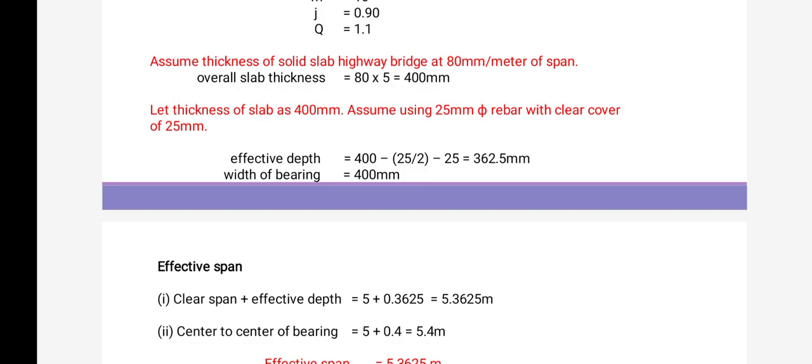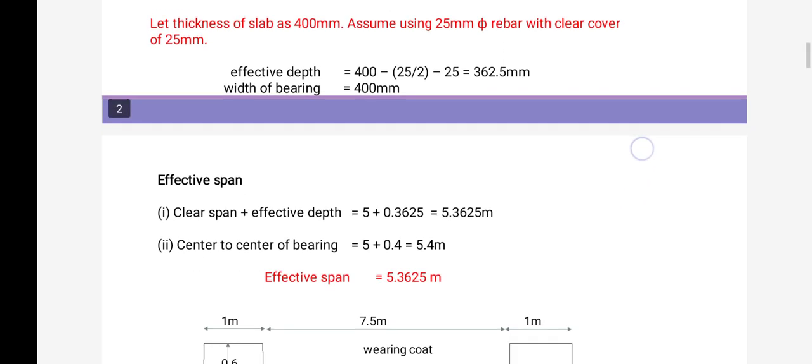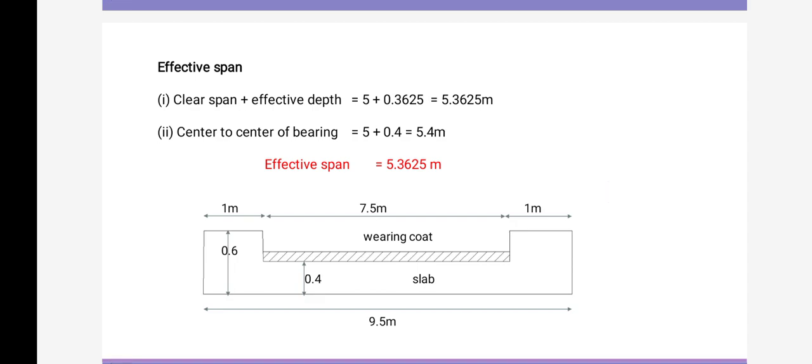Assume using 25 mm diameter rebar with a clear cover of 25 mm. Effective depth is equal to 400 minus diameter divided by 2 minus clear cover. So with diameter 25 mm, the effective depth is 362.5 mm. Width of bearing is equal to 400 mm. Then next, find out the effective span. The first formula is clear span plus effective depth. So clear span 5 meter and effective depth 0.3625, therefore effective span 5.3625 meter. Then another formula, the center to center of bearing, therefore 5.5 meter. Take the least value of the effective span, 5.3625 meter.